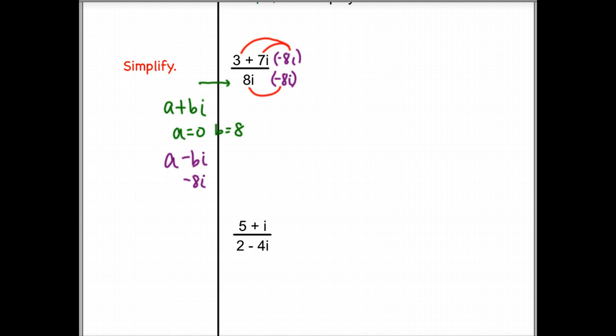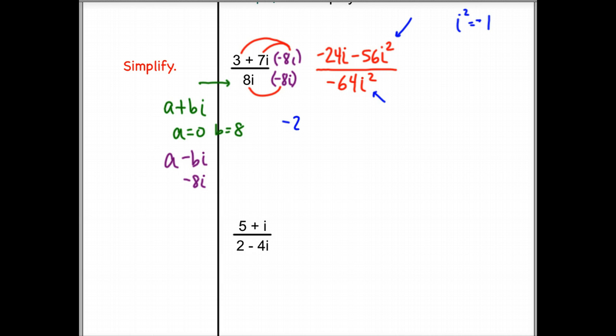So 3 times -8i is -24i. And then we have 7 times -8i is -56i squared. And then we have 8i times -8i, which is -64i squared. The next thing we want to do is we want to see that we have i squareds. And we know that i squared equals -1. So we're going to substitute that in.